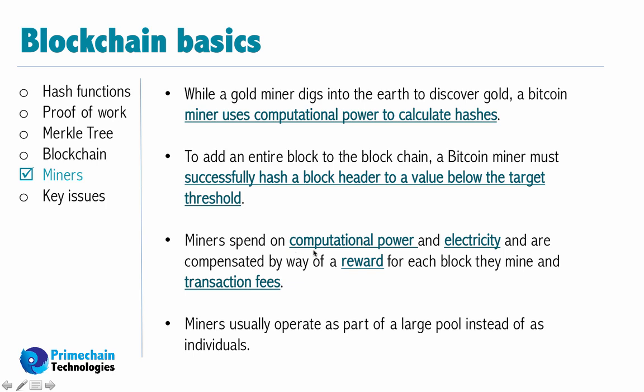Then miners spend on computational power and electricity. And in return, they are compensated by way of a reward for each block and transaction fee for transactions that could be in the block. Now in the Bitcoin scenario, this block reward started with 50 Bitcoins a block. 4 years later, it went down to 25. 4 years later, it's down to 12.5. And every 4 years, this reward would halve.